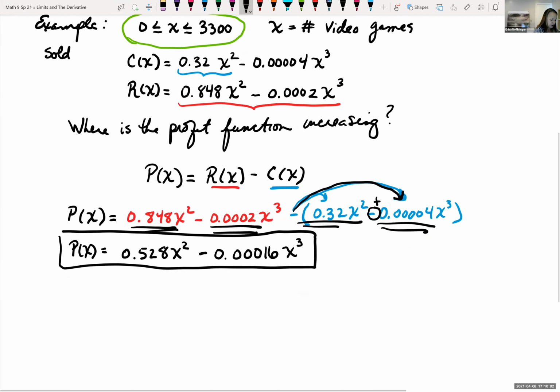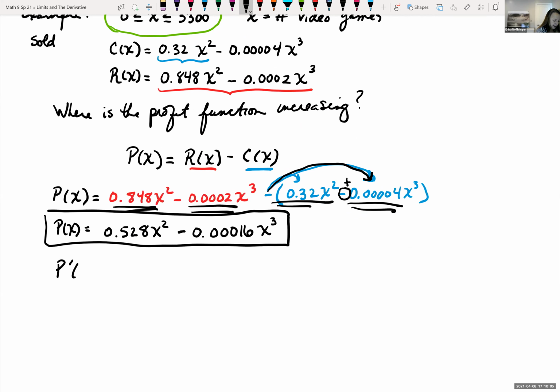So here we can just use our general power rule. P prime of x is equal to, I'm just going to bring my power down front, 2, and multiply that to my 0.528, and I'll get 1.056x. I subtract 1 from my power, so it's just an x. Minus, now I'm going to take my 3, bringing my power down front, multiply it to the 0.00016. That is 0.00048. And then I subtract 1 from my exponent, and get x squared.